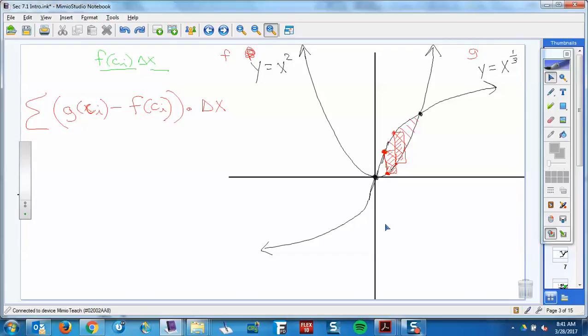That's why we always want to do top minus bottom. Our width is always going to be positive. Top minus bottom is always positive. We're always going to get a positive area.